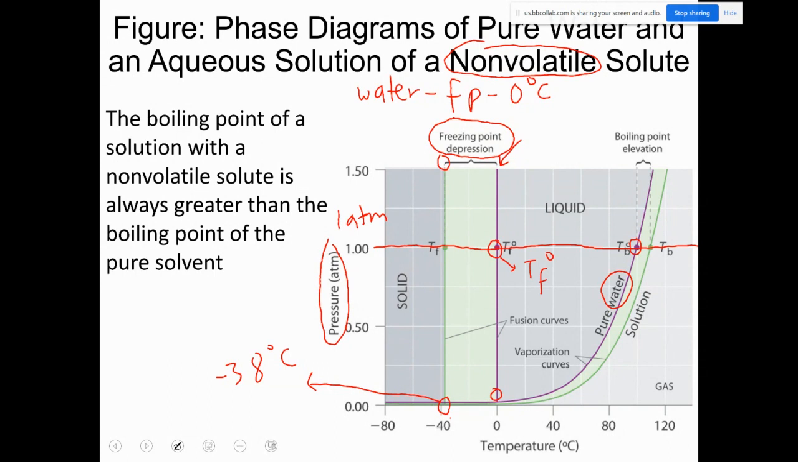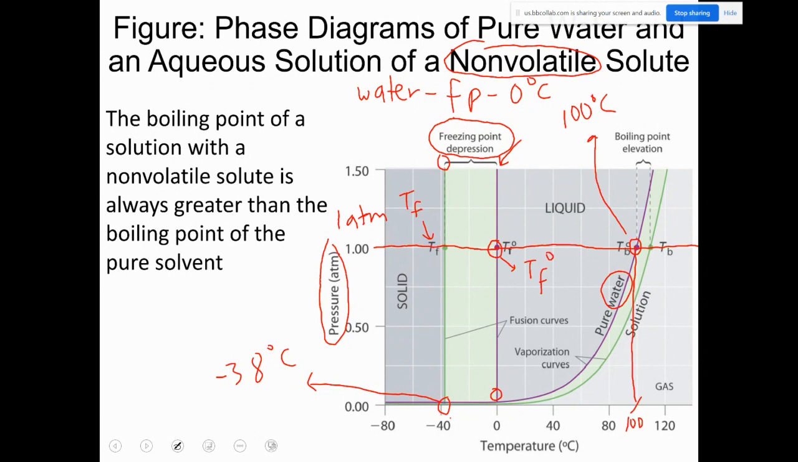All right, it went down to a final temperature. The freezing point got depressed. And for this, look at this. The TB degree is the boiling point of water. And we know that the boiling point of water at 1 atm is 100 degrees Celsius, and that's why, look at this, this is exactly 100 degrees Celsius.